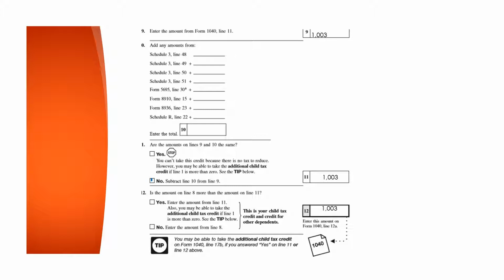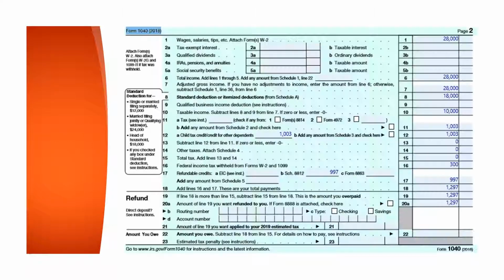On line 12, since the amount from line 8 is more than the amount of line 11, it tells us to enter the amount from line 11, which is $1,003. This is your child tax credit. The amount that we calculated on the worksheet goes on line 12A. As you can see, we put $1,003. Carry that over to line 12.